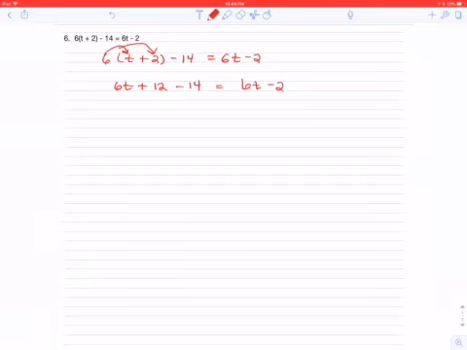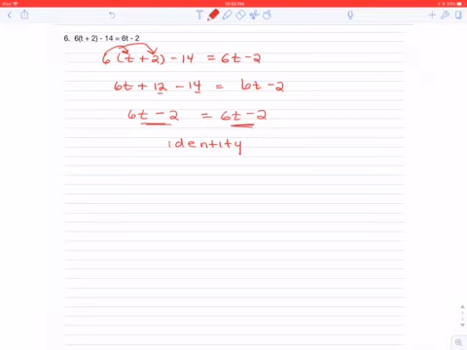When I got rid of the parentheses, I see I got some like terms. Let's collect those. So I have 6t, 12 minus 14, it's going to be a negative 2. Now I have exactly the same thing on both sides of the equal sign. We call this an identity. So no matter what value for t we use, I'm always going to get the same answer on one side of the equal sign as I get on the other side. So the solution is all real numbers.